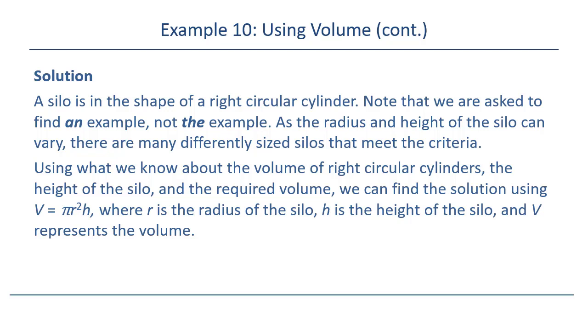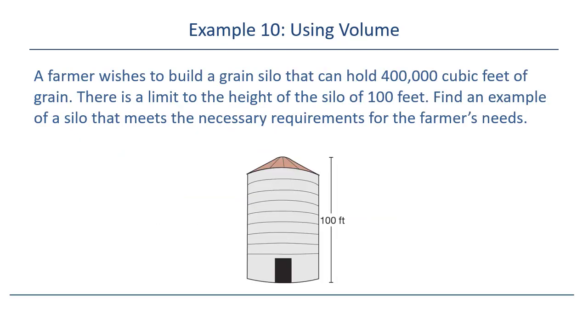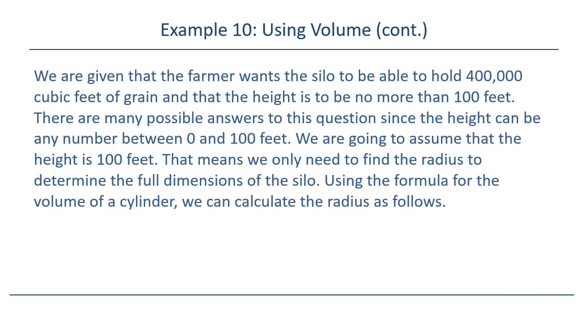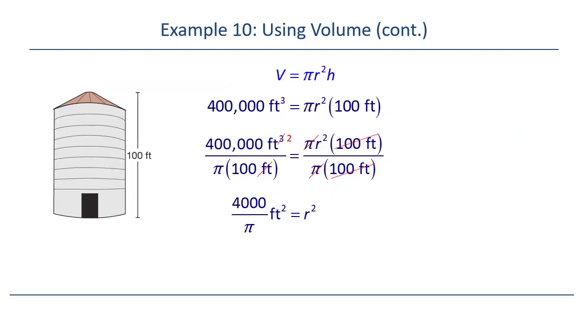But if all we have is volume, then we could set H to be something and solve for R. Now, they did tell us that we had a maximum H of 100. So we could just go with that and say we want to make our silo the maximum height it can be and then find the radius that it has to be to make it fit. But it just says it had to be a maximum of 100, so it could be anywhere in between. So we could set it as something less than 100. But in any case, here's our volume formula.